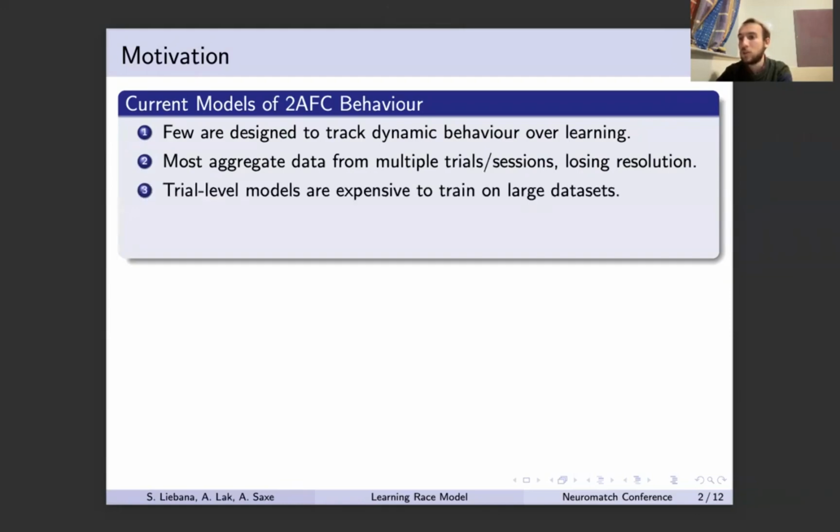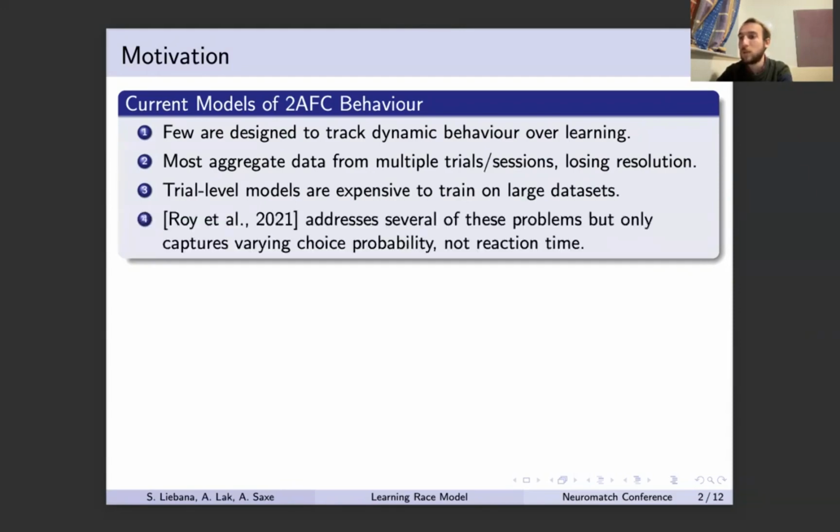Some models capturing changes in behavior at the trial level have been proposed, but most are very expensive to train on large datasets. In this paper by Roy et al. from 2021, the authors address most of the above limitations with the SideTrack toolbox for Python. However, their behavioral model was only designed to capture varying choice probabilities and not timing dynamics.